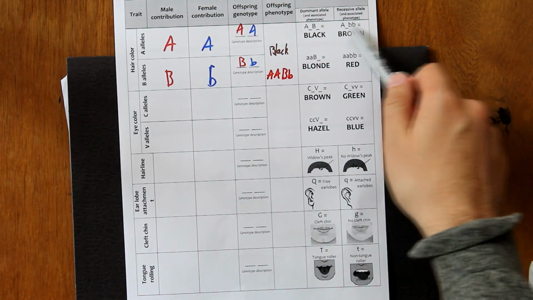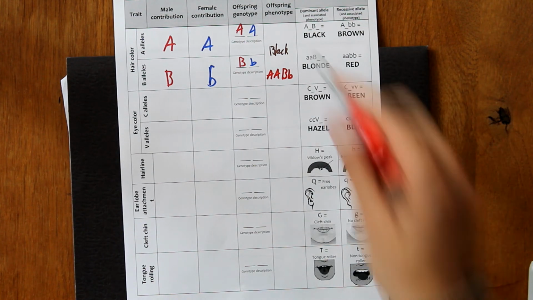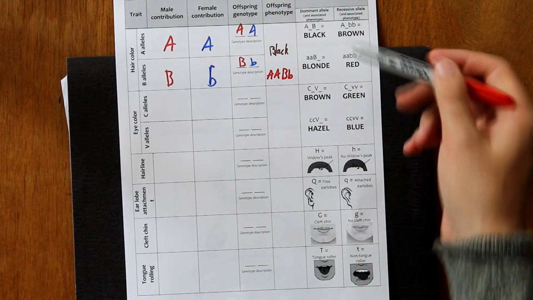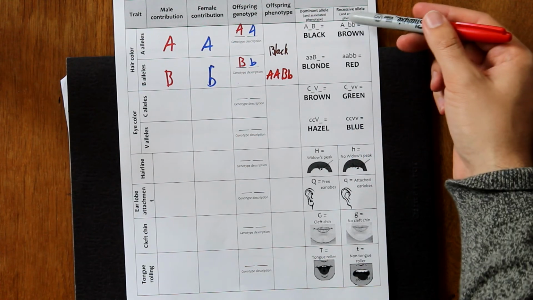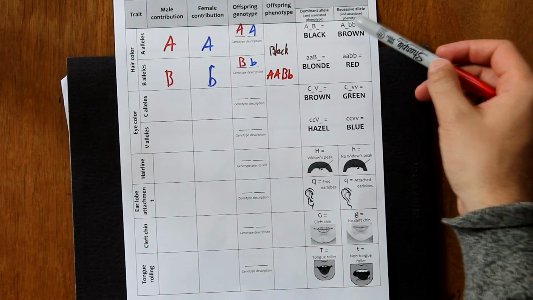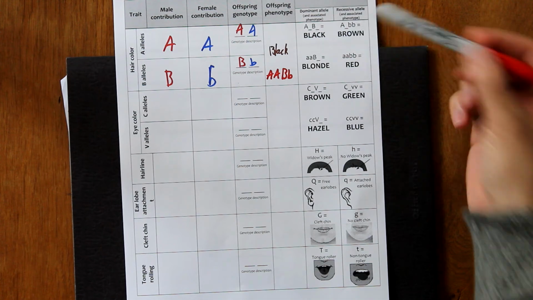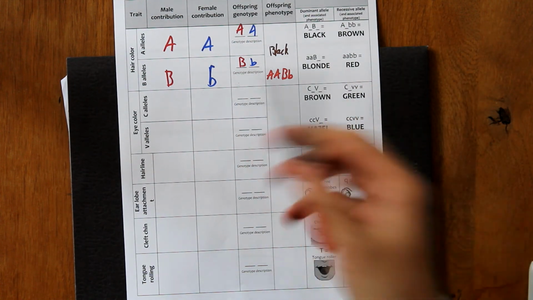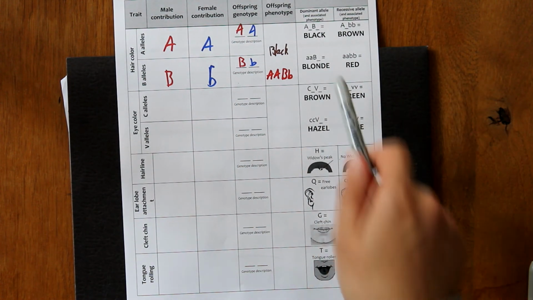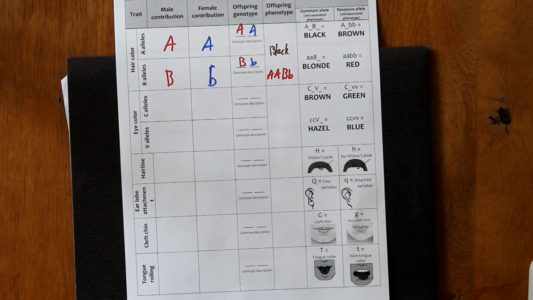So see these over here? These require double recessives on either A or B to trigger. So if you have big A in anything, because big A is going to be dominant, but you have little b, that's the recessive for B, so that gets you brown. If you have little a, big B, anything else, that gets you blonde. And if you have little a, little b, full recessive across the board, you have red hair.